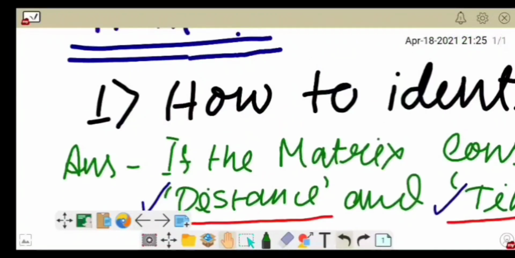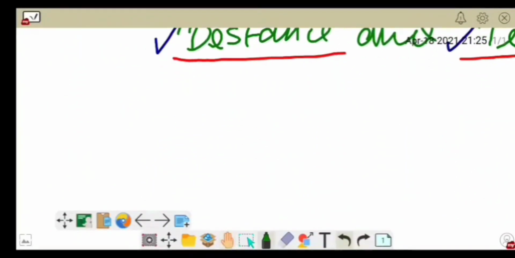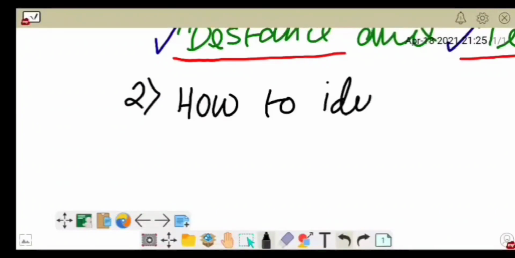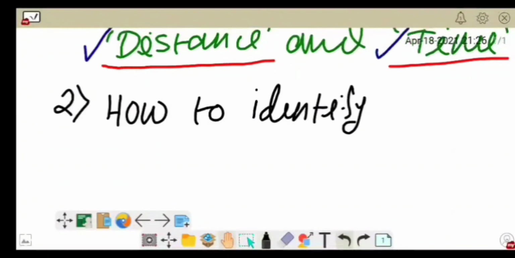So after that, in note number 2, it will be given how to identify profit matrix.